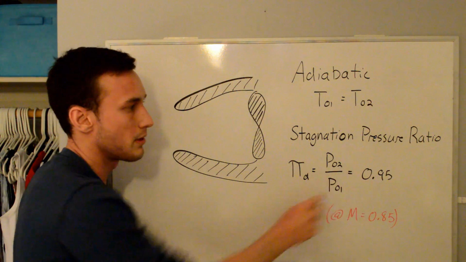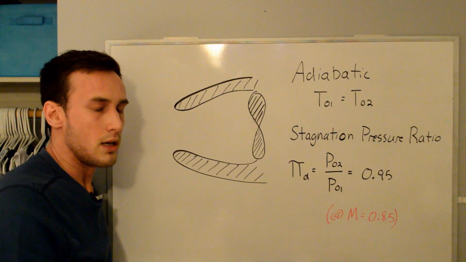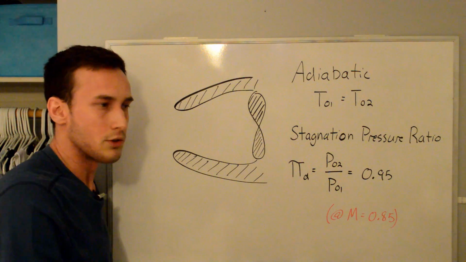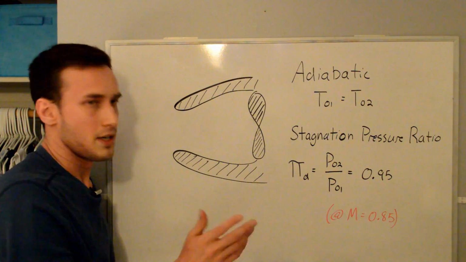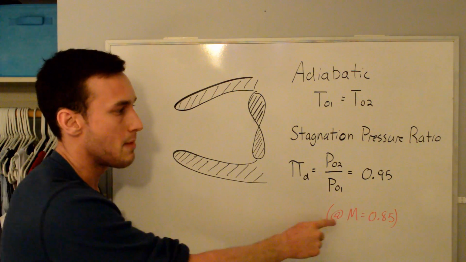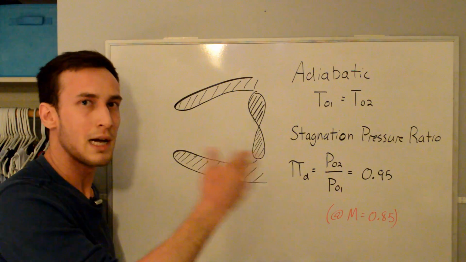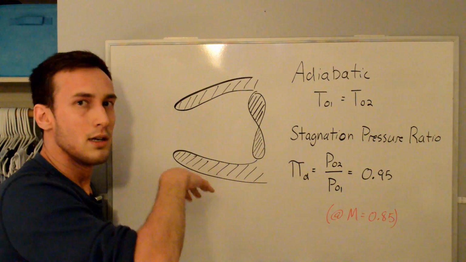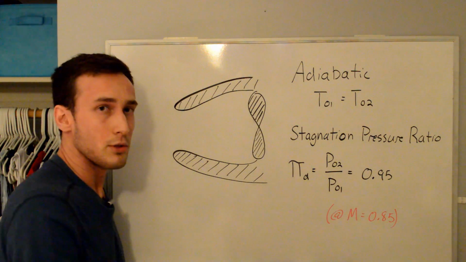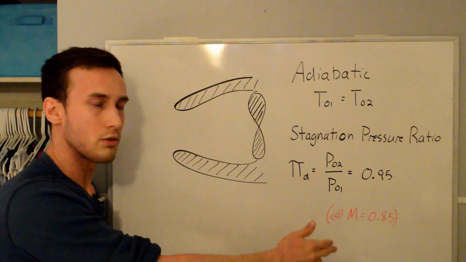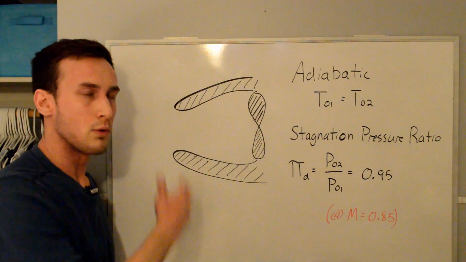And this particular number that I got is from one of these propulsion books. I'll put the citation or the reference in the description, and it's at a Mach number of 0.85, and there's a plot that has this pi d traced as a function of Mach number. So I picked Mach number 0.85 for a cruise and got 0.95 for a diffuser.